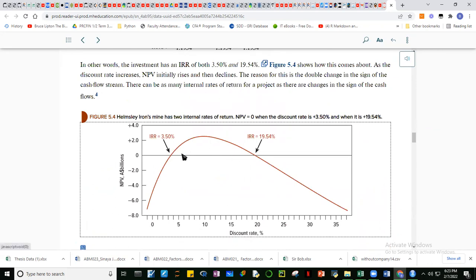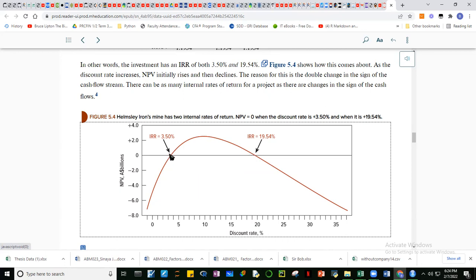And the multiple IRRs here are 3.5% and 19.54%. So what decision do we have here? The decision is that for any WACC where your NPV is positive, then the project is okay. So 3.5%, guys, IRR up to 19.54. In these discount rates, your NPV is positive. Therefore, for a WACC that's greater than 3.5 and less than 19.54, the project is acceptable.